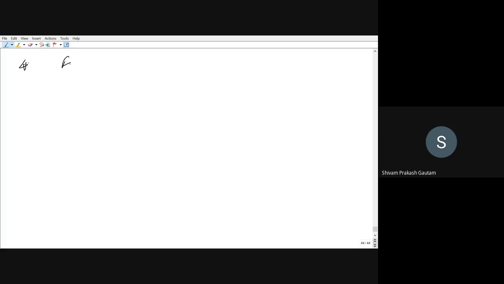We were seeing first order system time response. We were seeing this part, and first order means, what is the meaning of first order? The system is having only one pole.